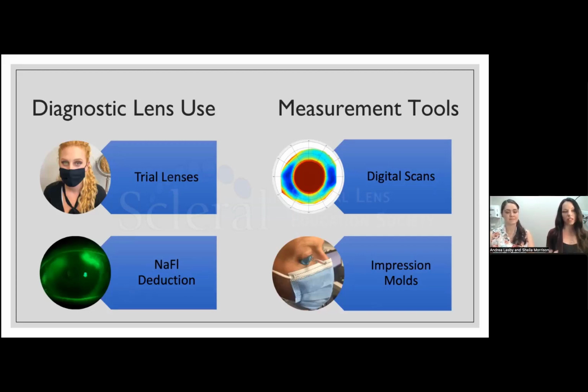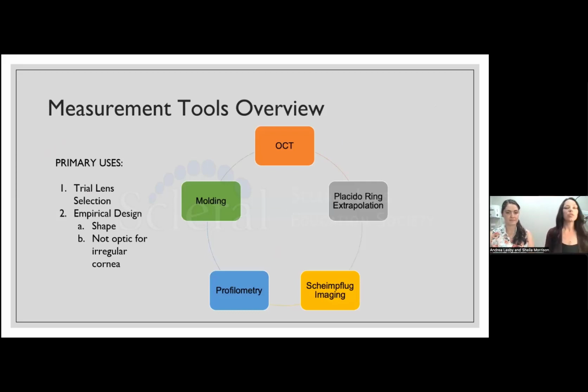But all of these things are part of the fitting process, absolutely. Tools that we use include our OCT in our practice, molding we use, Placido ring extrapolation, so we can use a corneal topography and extrapolate the data quite accurately now for getting things like sagittal height of a lens. It's actually really amazing. Scheimpflug imaging is also a wonderful topography tool that now can also extend past the cornea. We use it to fit scleral lenses as well. And then profilometry, which is another ocular surface topographer.